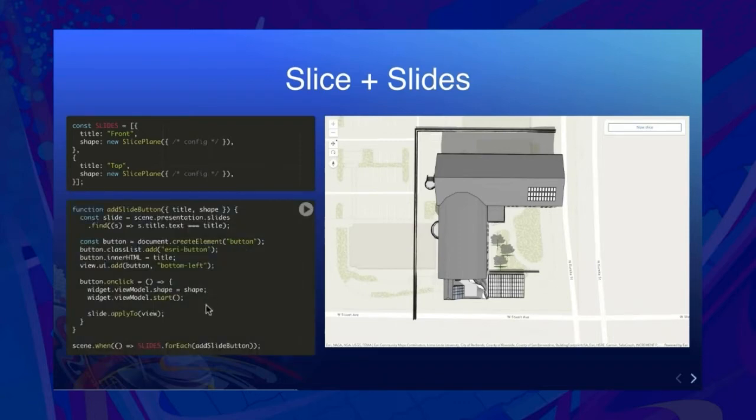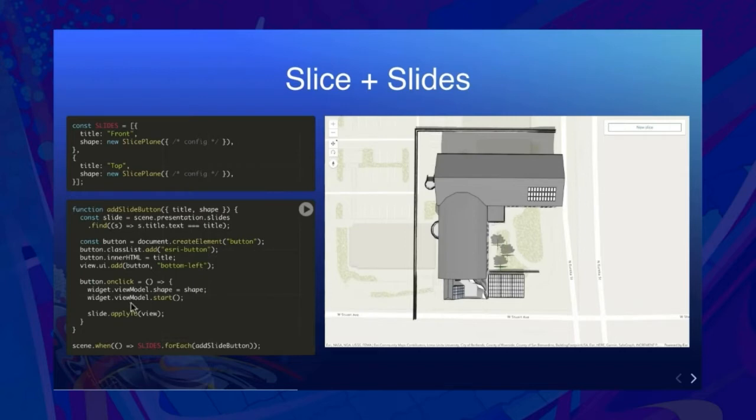Now I can create my buttons. For each of the slides that I have here, I'm going to create a button. I will find the slide in my scene by the title. I will then create the button, add the button to the view on the bottom left, and then whenever the button gets clicked, I will set the shape. So I will set my slice plane on the view model, and I will start the view model.